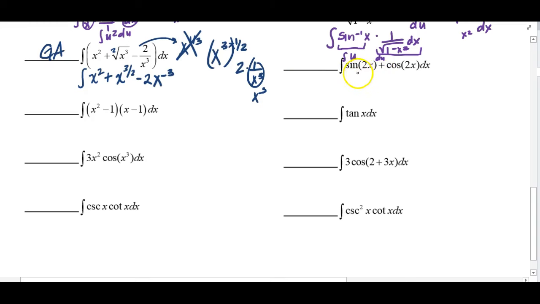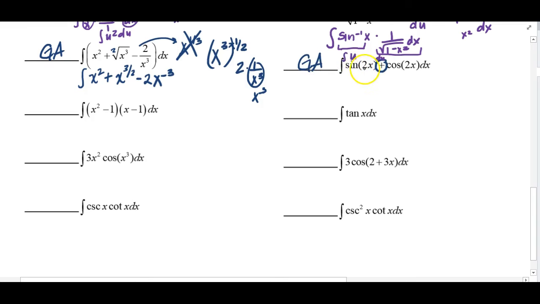Alright, looking at this next one, I have sine 2x plus cosine 2x dx. Now the key to this one is that they're being added together. So since they're being added together, I can do each one separately. And each one has a general antiderivative. So this is GA. So this has a formula, right?